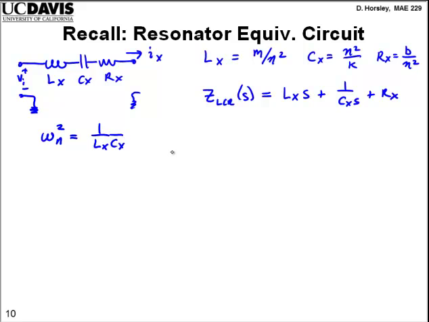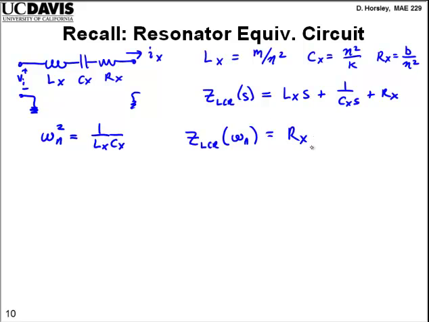Okay? And so if I substitute s equals j omega n into the LCR impedance equation, it will turn out that Z LCR at s equals j omega n is equal to Rx. Okay, so the impedances of the inductor and the capacitor cancel each other at resonance.